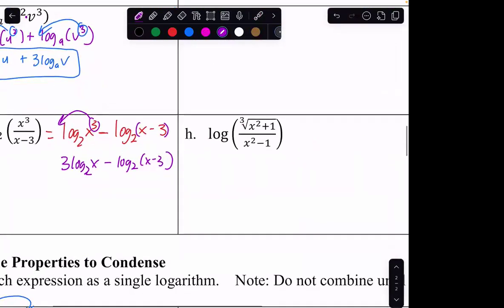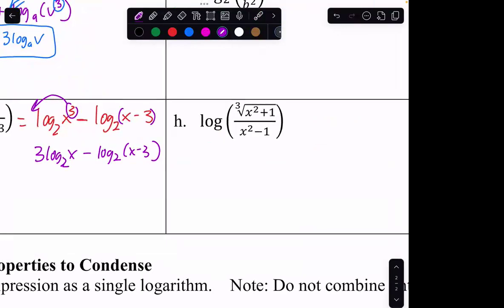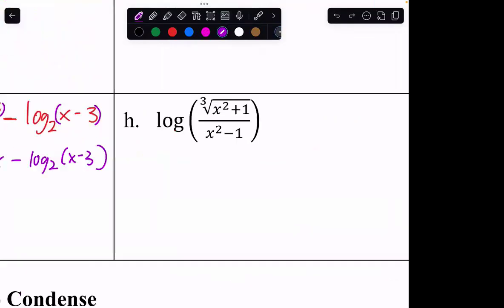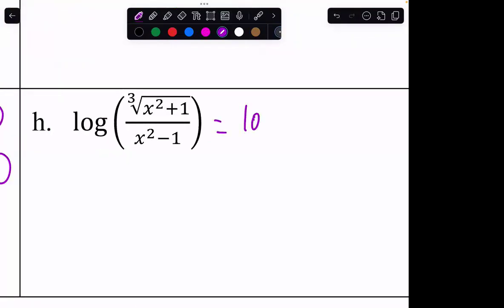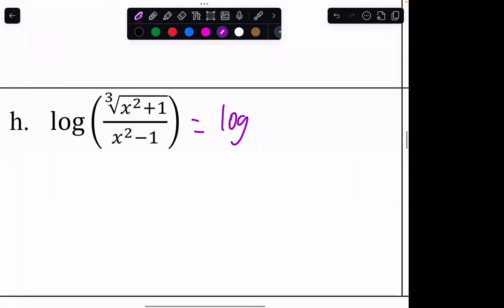And then I also wanted to talk about letter H over here. So again, we can start the same way as normal. Dividing means you can split up into subtraction. I'll just put parentheses.